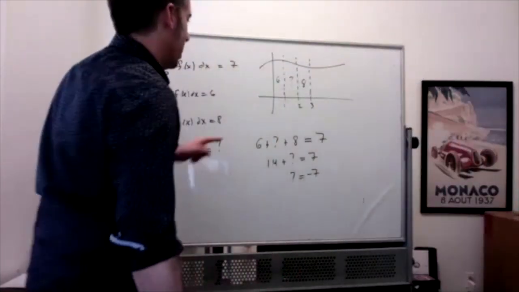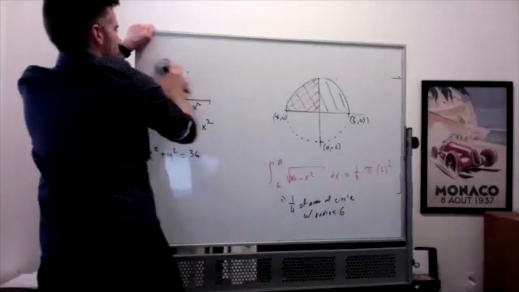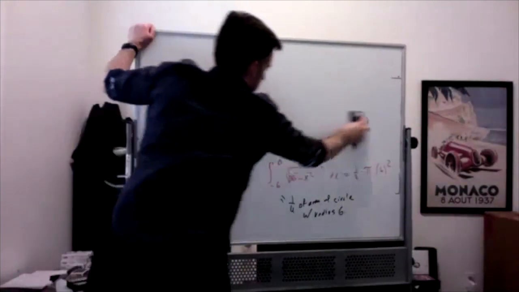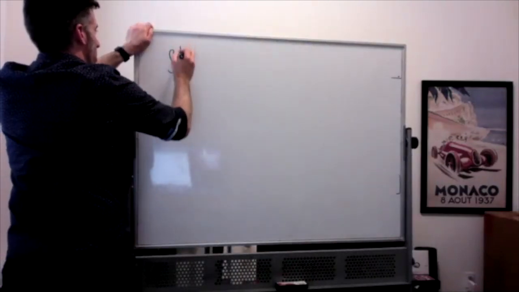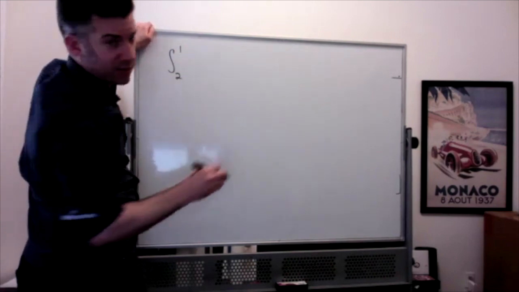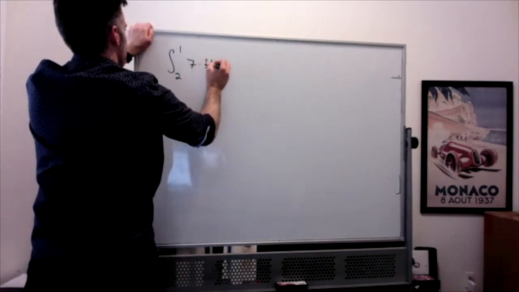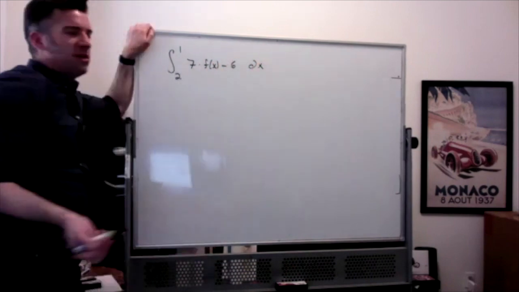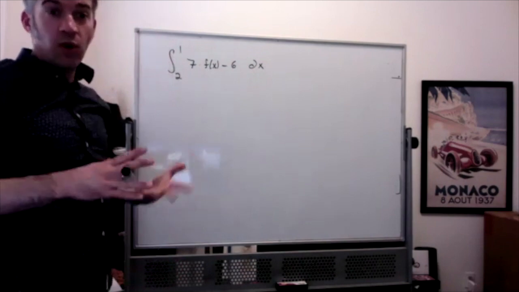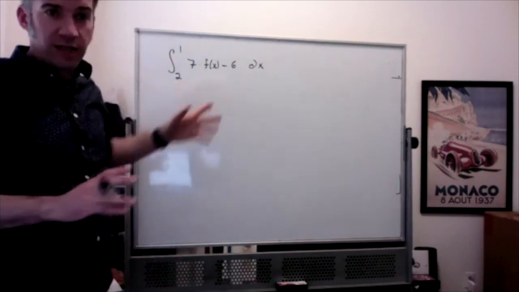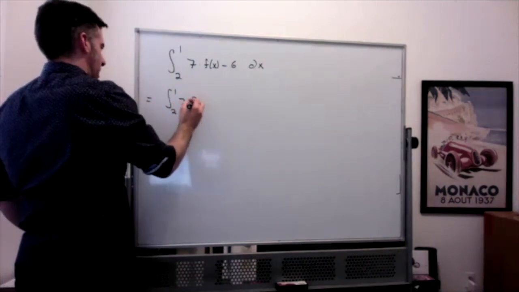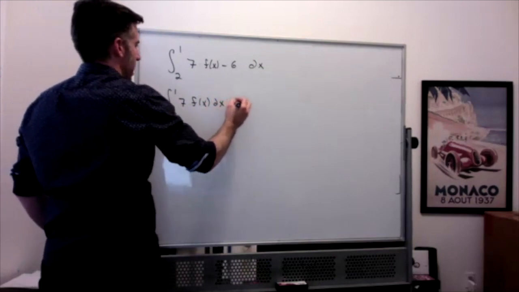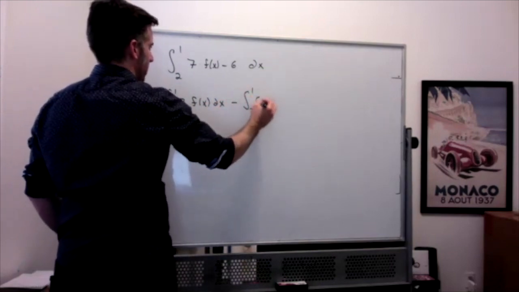Okay, so now we've got that. The second part asks us to do the following. It asks us to find the integral from 2 to 1 of 7 f of x minus 6. So there's a couple things they're trying to get you to see here. They're trying to get you to see that, one, you can break up an integral of multiple pieces as multiple integrals. So you can write this as the integral from 2 to 1 of 7 times f of x dx minus the integral from 2 to 1 of 6.